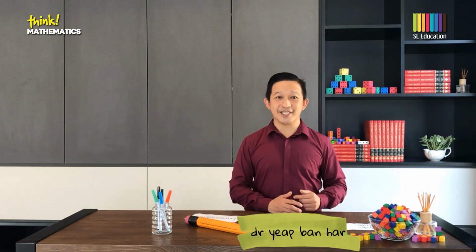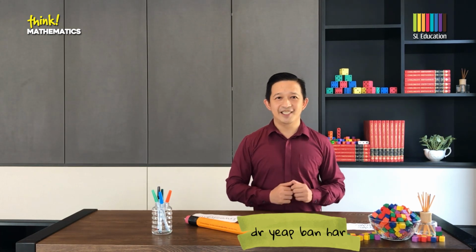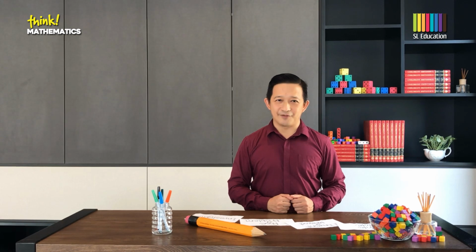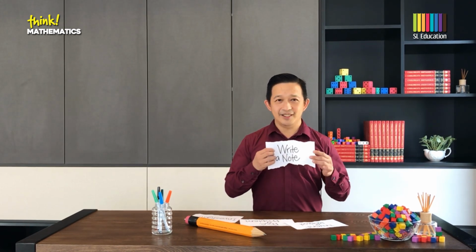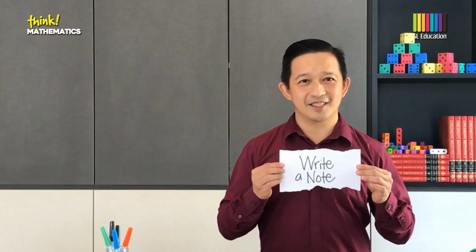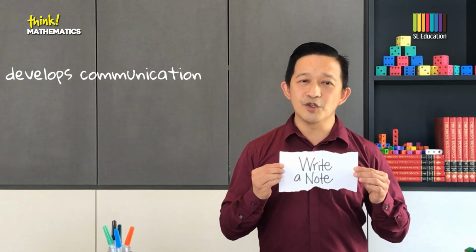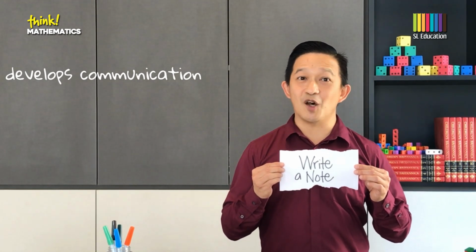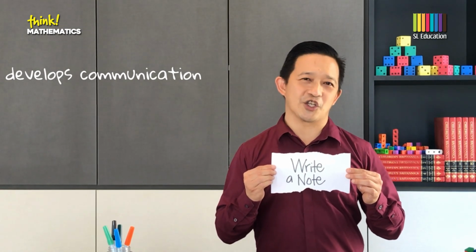Other than those suggestions to challenge advanced learners that are specific to that anchor task, what are some general strategies that teachers can put in place to challenge the advanced learners? The first strategy: write a note. Write a note to a friend who is absent from class how you solve the problem that we were solving in the anchor task. Write the note in your journal.